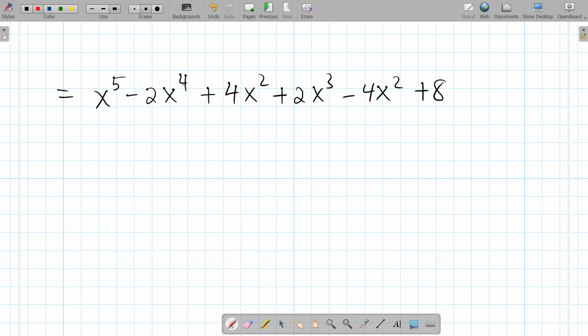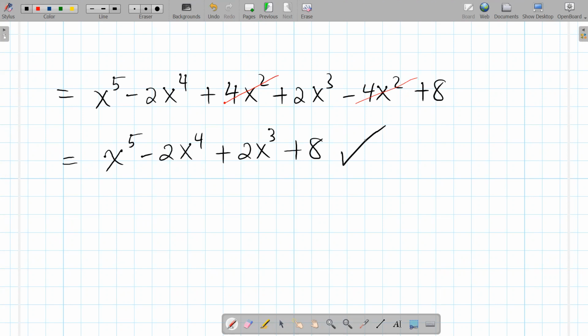I have x4 here. I don't have any other x4, so that maintains. I have x squared here. I have x squared here. They are of the same coefficient except for the signs. They will easily cross out. So this here is going to cross out that. And then the rest of it will just be our answer. So x5 minus 2x4 plus 2x cubed plus 8 will be our answer.